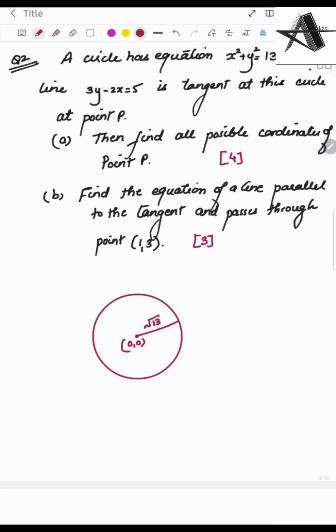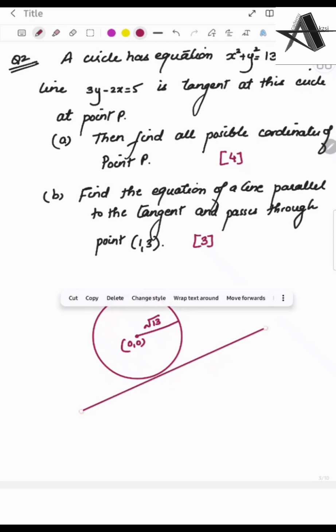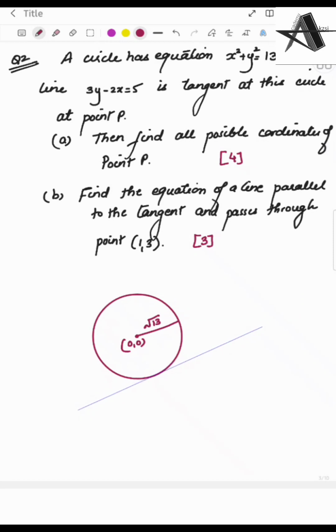And a line 3y minus 2x equals 5 is tangent to this circle at point P. So let's say this is a tangent, and this tangent is touching the circle at point P, like this. So let me name this point P, and the equation of this line is 3y minus 2x equals 5. Then find all the possible coordinates of P.